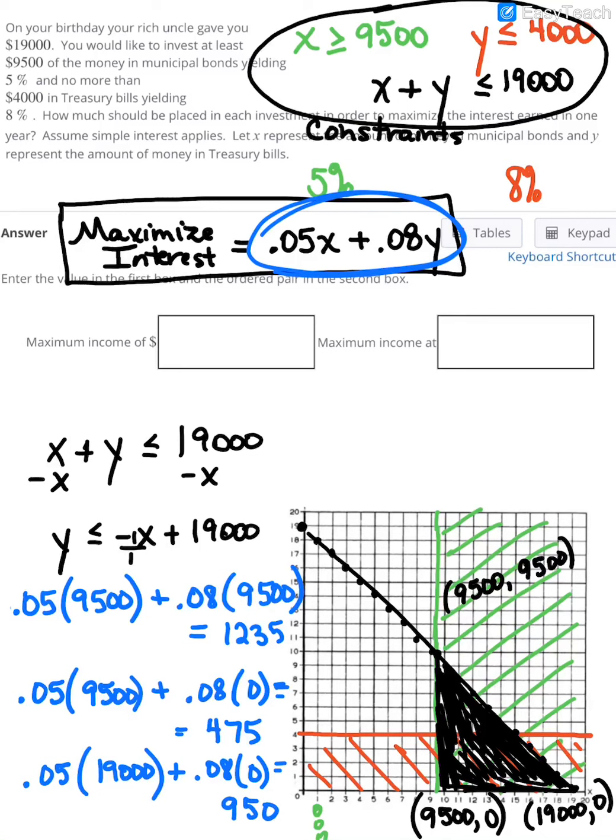950. So if I'm maximizing, that means I should be choosing the largest. So I would say my maximum income in this case is the 1,235. And then they want to know where does it occur. And so you always write it like an ordered pair. So in that case, the x value was 9,500 and the y value was also 9,500.